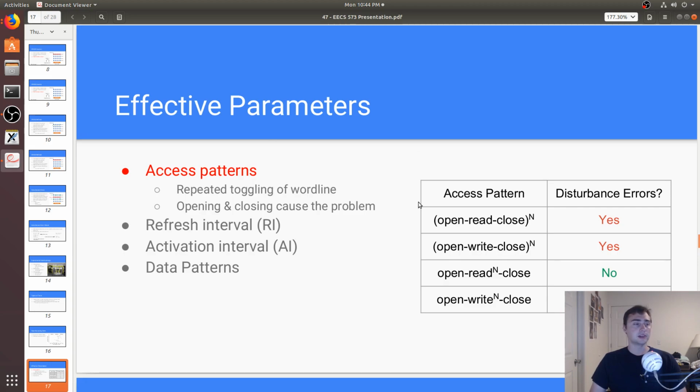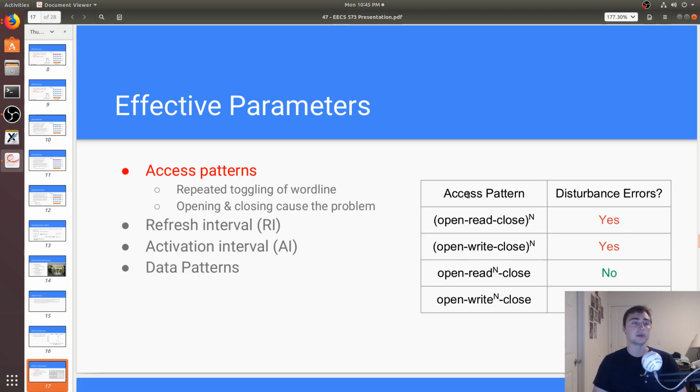Again, they looked at access patterns. They see whether we get disturbance errors when we do open, read, close, a sequence of three steps, N times. Open, write, close, we do that sequence N times. Open, read N times, close, and then open, write N times, close. What they're really showing is that the key thing causing these errors is activating that word line. When we open, read N times, and then close, we're not constantly opening and closing the word line, so this isn't causing those disturbance errors. It's really the process of opening and closing that's causing this. Those remain constant between these, and we see that it's only in these first two that we actually see disturbance errors.